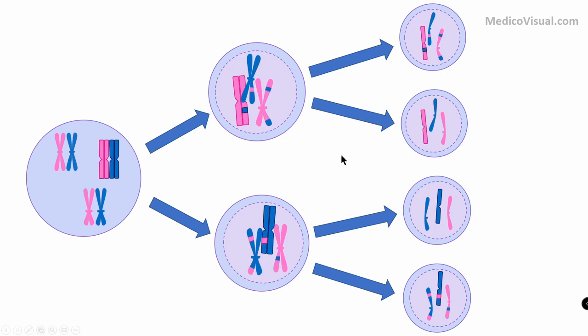Finally, here again I would like to mention that there are 6 chromosomes, let's say here, and here is 3. So this is the diploid number of chromosomes, and this is the haploid number of chromosomes.